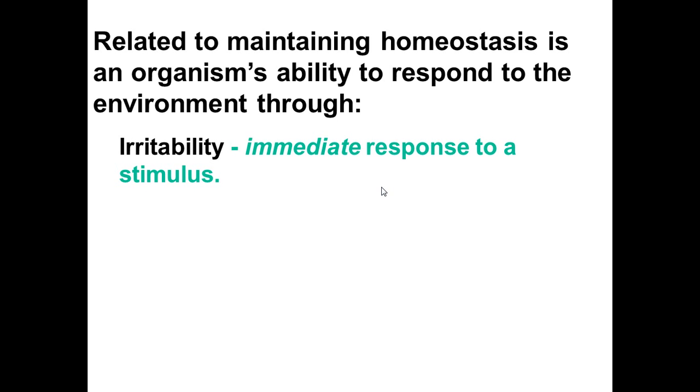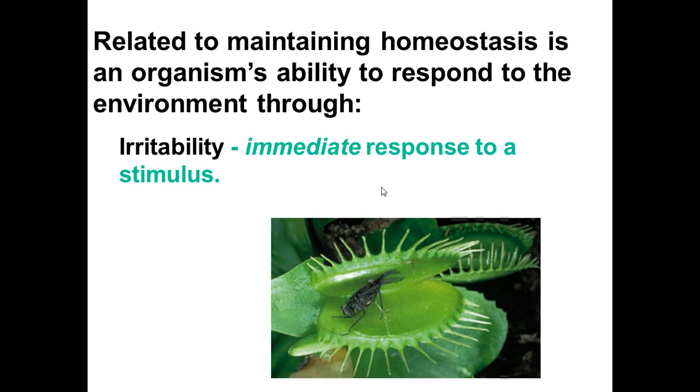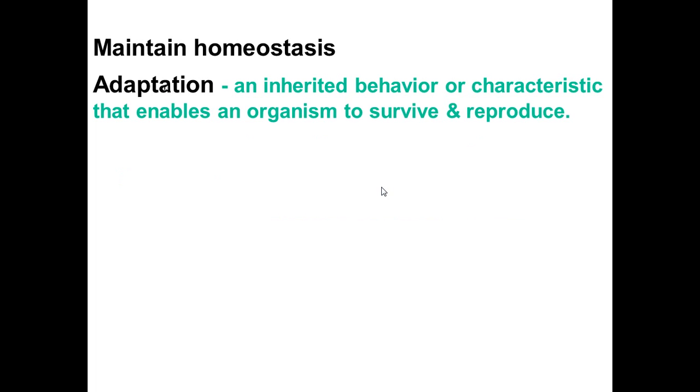Related to maintaining homeostasis is an organism's ability to respond. That can either be through irritability, which is an immediate response. For example, in this picture of the Venus flytrap, the insect trips a little hair inside the flytrap, and the flytrap immediately closes. Or adaptation.